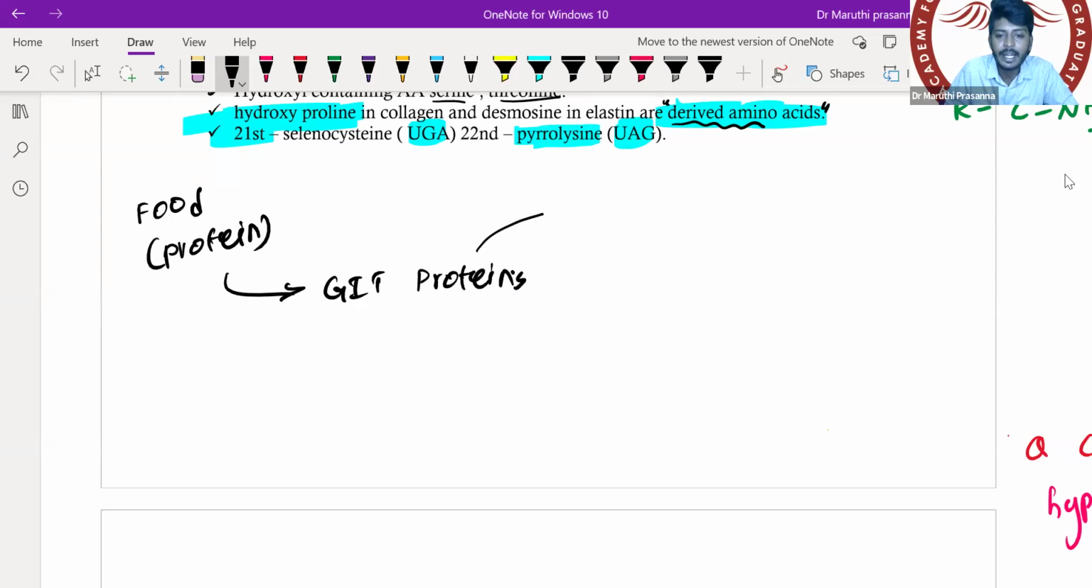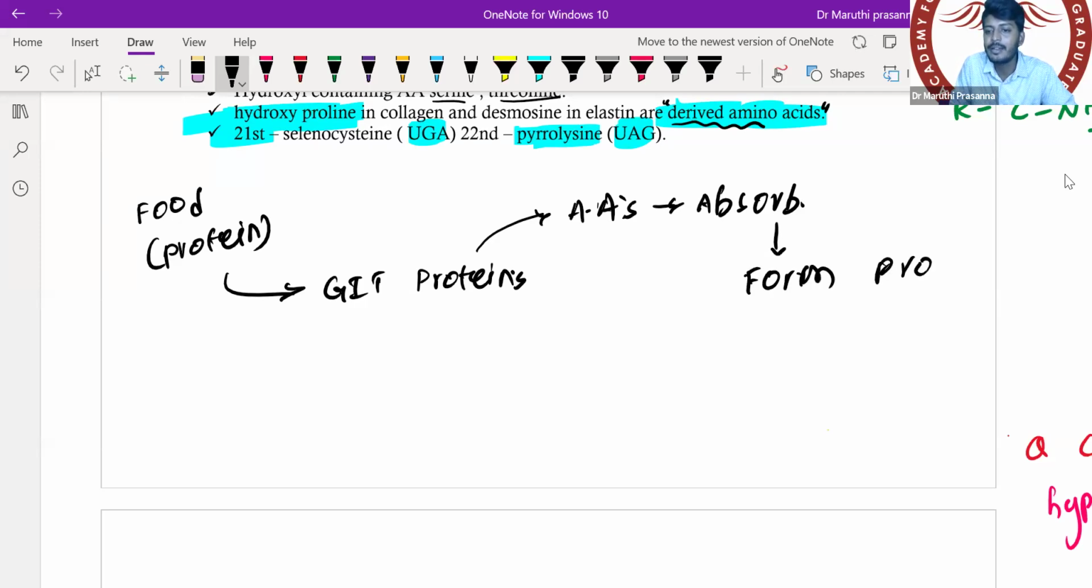These proteins will break down into amino acids. Now these amino acids are absorbed. After absorption, these amino acids go into the body and form proteins. Forming proteins means you are not using the protein taken in the diet directly. Your body will synthesize new protein using the amino acids found in the proteins you ate.